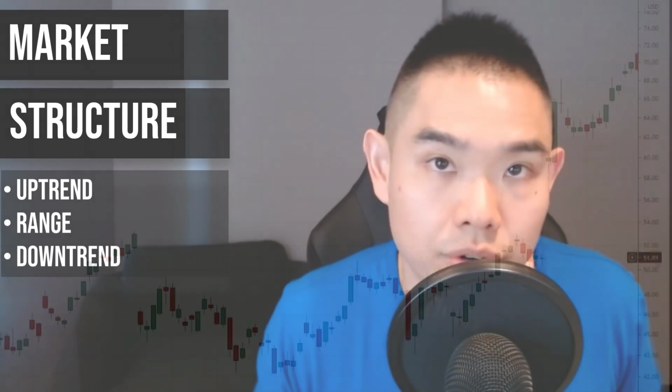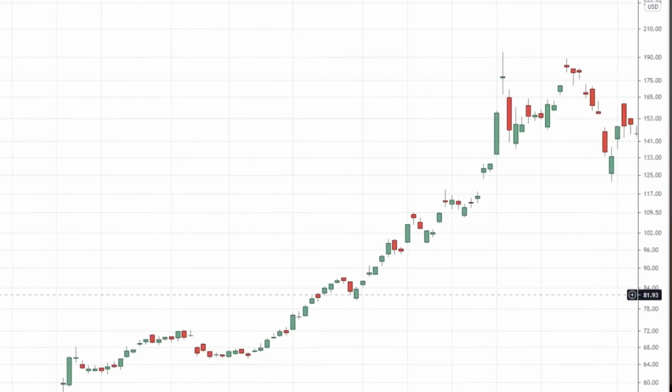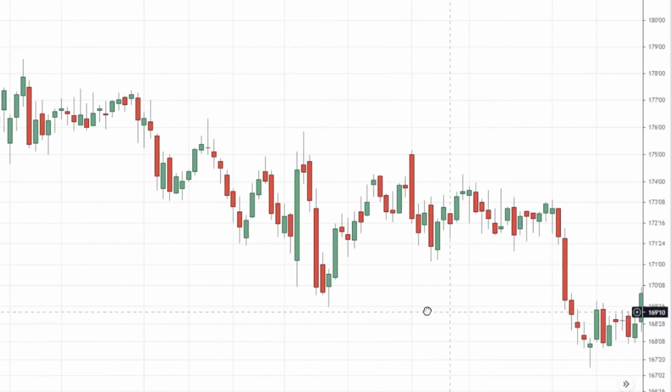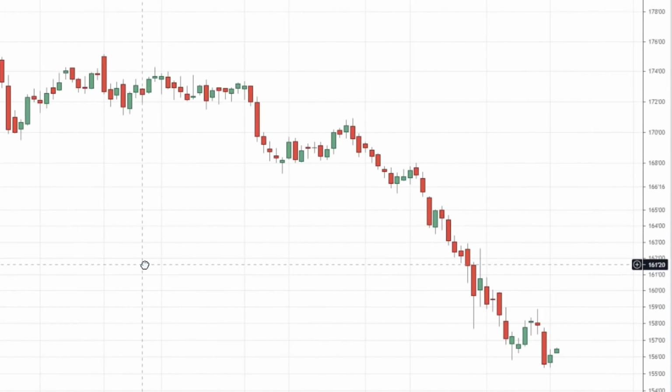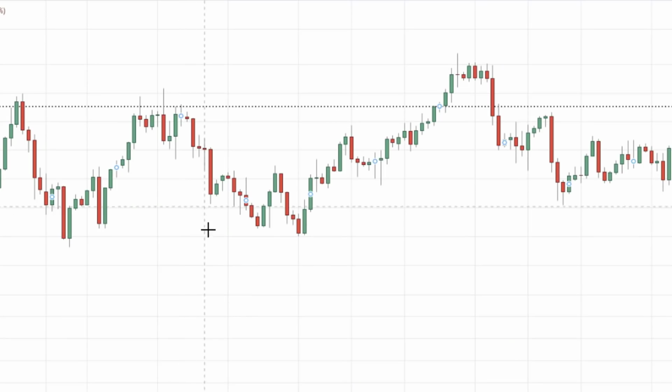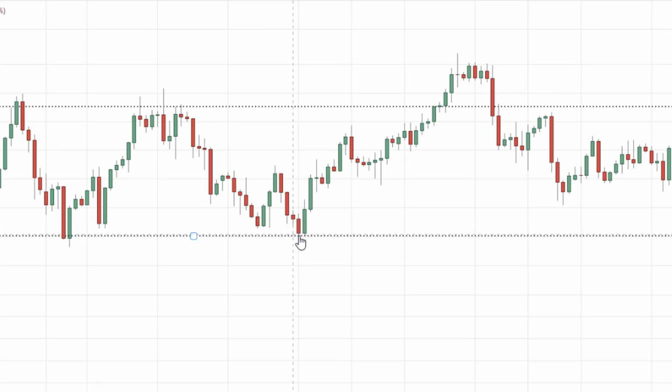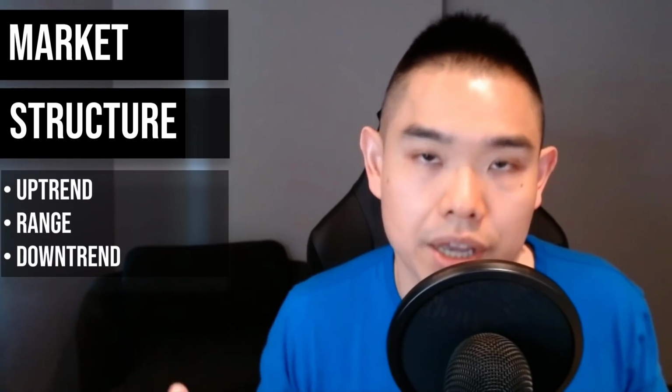If the market is in an uptrend, then clearly you want to look for buying opportunities. If the market is in a downtrend, then clearly you want to look for selling opportunities. What if the market is in a range? Then you know that you can look to buy low and sell high: buy near the lows of the range at support, or sell near the highs at resistance. So things become clearer once you can define the current market structure.